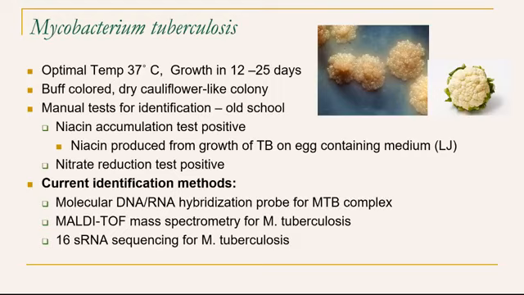Currently, we've moved forward and we're using molecular DNA RNA hybridization to identify TB complex. And for specific TB identification, we can use MALDI-TOF mass spec and 16S RNA sequencing.